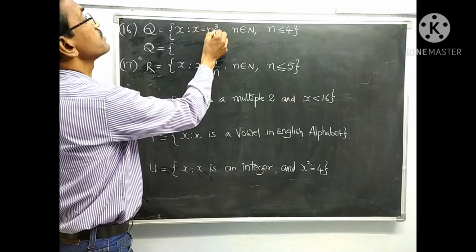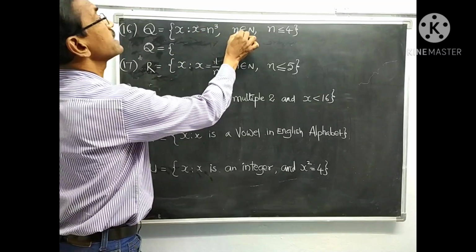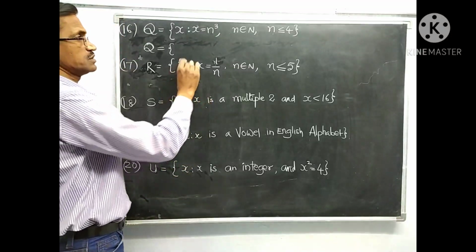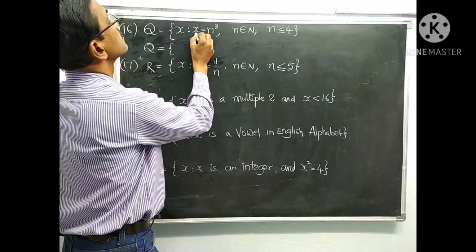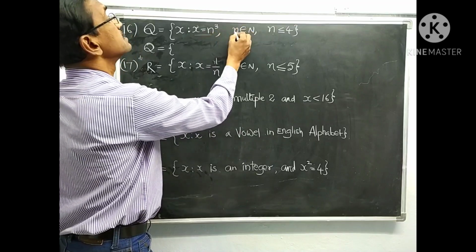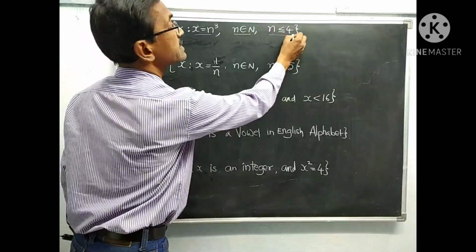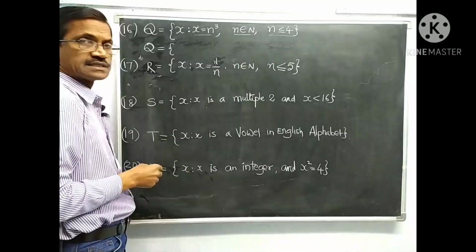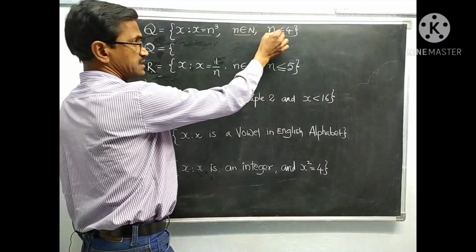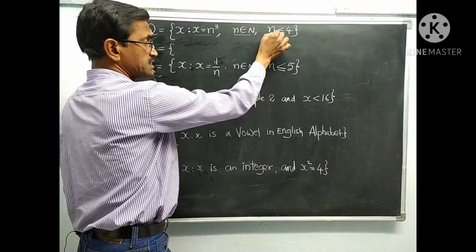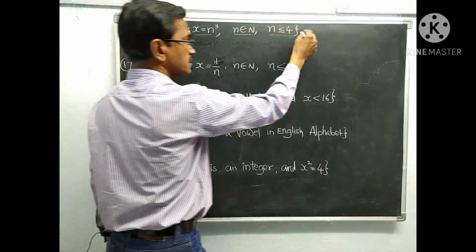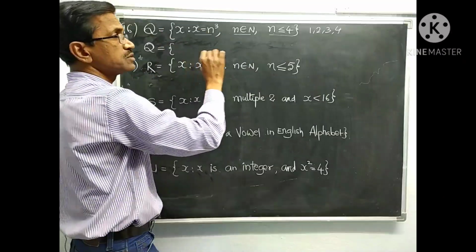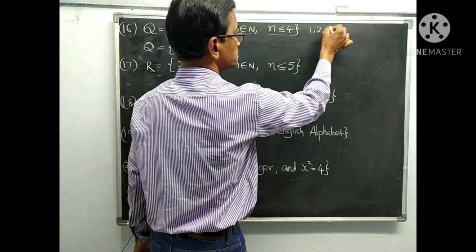x such that x is equal to n cube and n belongs to N and n is less than or equal to 4. Here the question type is somewhat changed. Here the rule is given, the set is given, and the limit is given. We first take the elements from n less than or equal to 4. N less than or equal to 4 means n takes the value 4 and values less than 4. Those are 1, 2, 3, 4. So n is equal to 1, 2, 3 and 4.